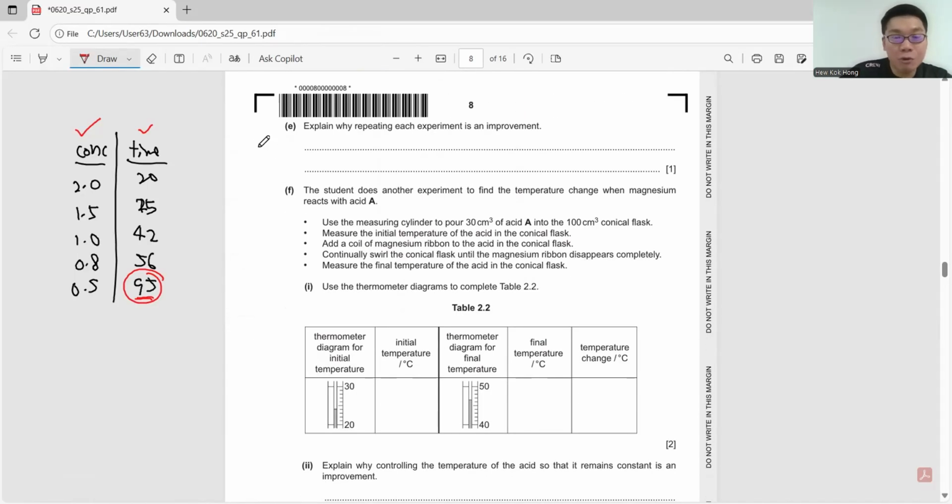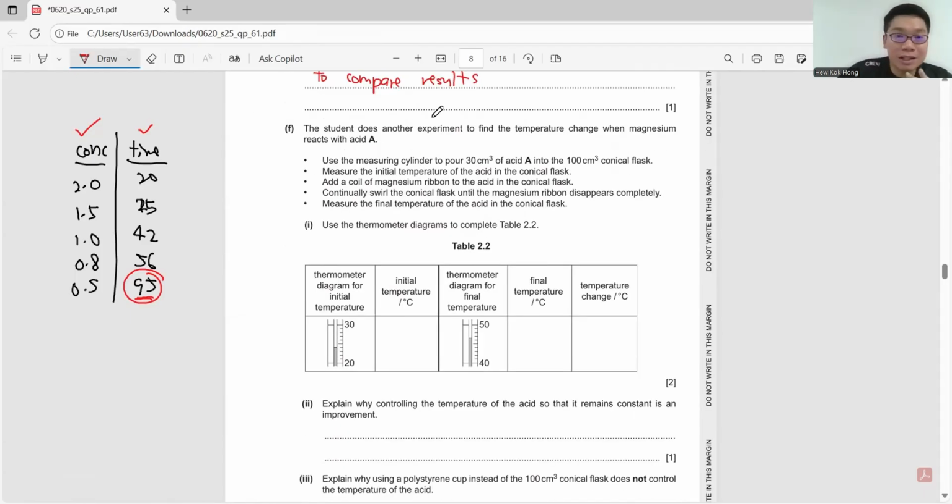E, explain why repeating each experiment is an improvement so that we can compare results. F, the student does another experiment to find the temperature change when magnesium reacts with acid A. Use the measuring cylinder to pour 30 cm³ of acid A into a conical flask, measure the initial temperature, add magnesium ribbon, swirl until the magnesium ribbon disappears completely, and measure the final temperature of the acid in the conical flask. 1. Use the thermometer diagram to complete table 2.2.